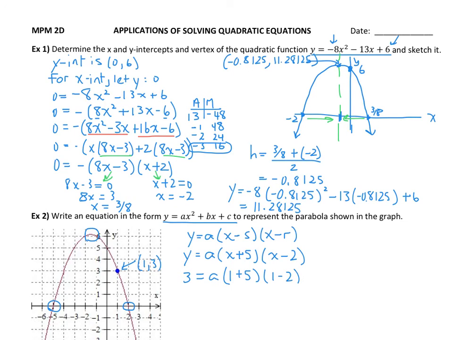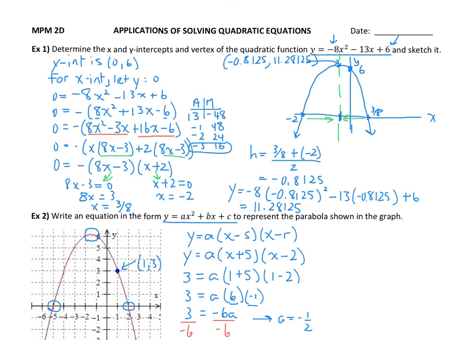And then we just evaluate inside the brackets. So 1 plus 5 is 6. 1 take away 2 is -1. So we have 3 equaling 6 times -1 is -6, times an a is -6a. To solve for a, I'm going to divide both sides by -6. And when we do, we get a being equal to -0.5. So a equals -0.5.